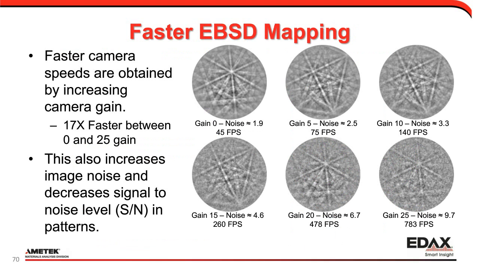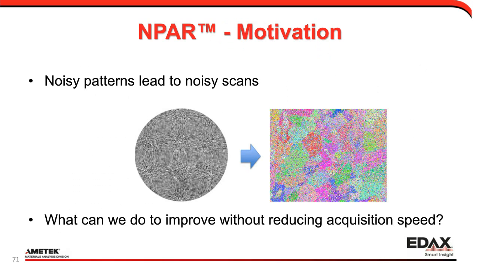Now, I mentioned earlier, camera speeds are improving, but as cameras get faster and faster, if you don't put enough beam current in, it's also possible to get noisier and noisier. That decreases our signal-to-noise level. And so noisy patterns can lead to noisy scans, which obviously we don't want. We don't want our indexing rate to go down just to say we went faster. But as we thought about it, we tried to say, what can we do to improve this without necessarily slowing down the system?